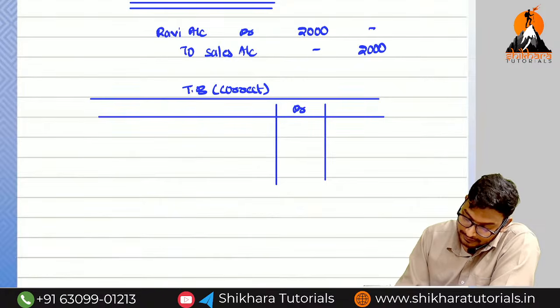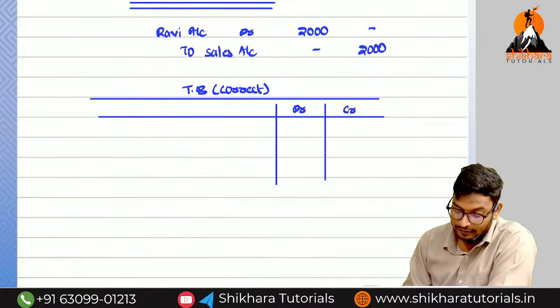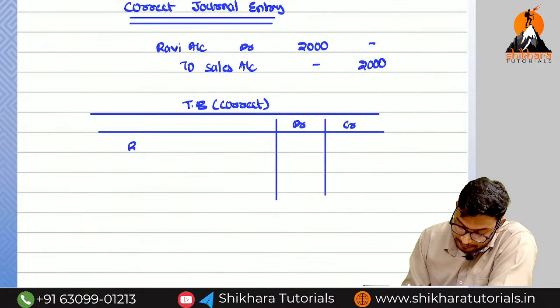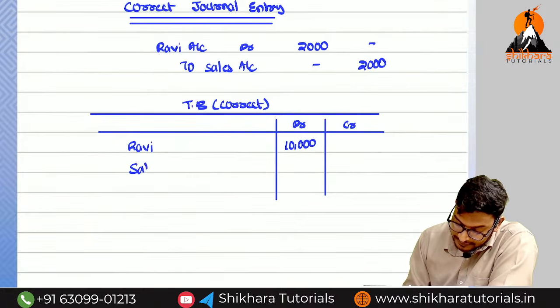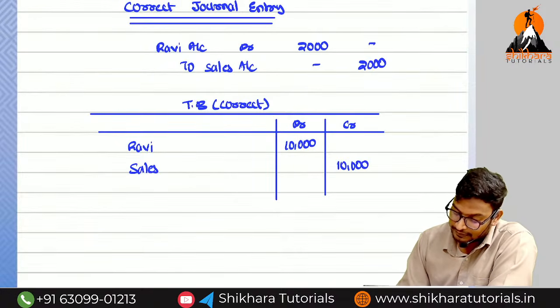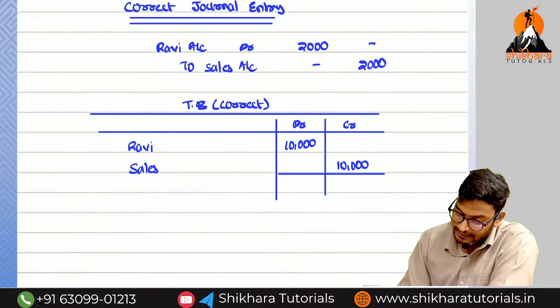So DR and CR. Okay. So Ravi, debit or credit? Ravi is debit, for that reason we have to record on the debit side. Next, sales, debit or credit? Credited, for that reason we are going to record on the credit side. So tallied or not tallied? Tallied, because this is a right one.